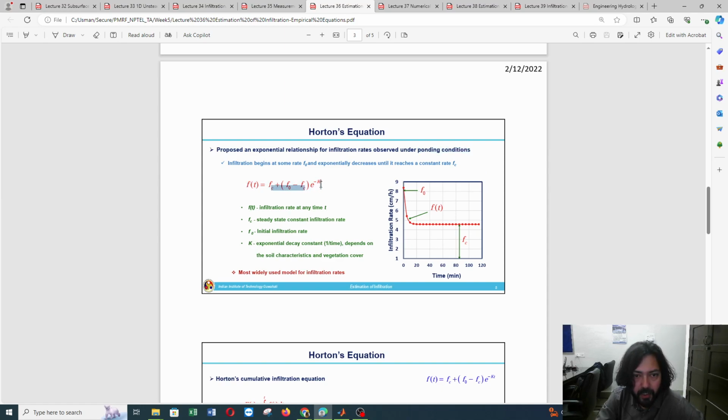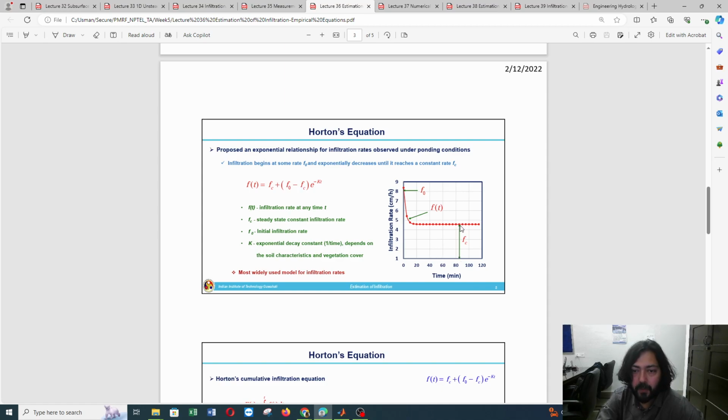If we look at the equation now, there are two parameters that need to be known to us. The first is the infiltration rate at the very beginning, that is f0, and the second term is fc, which is a constant value.